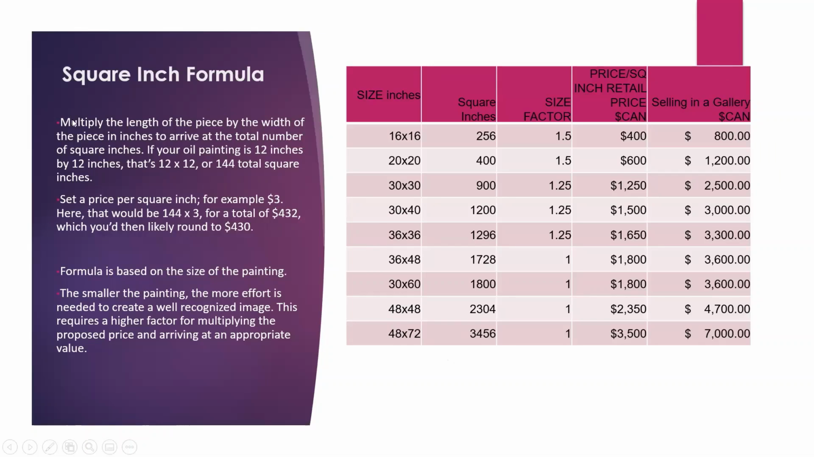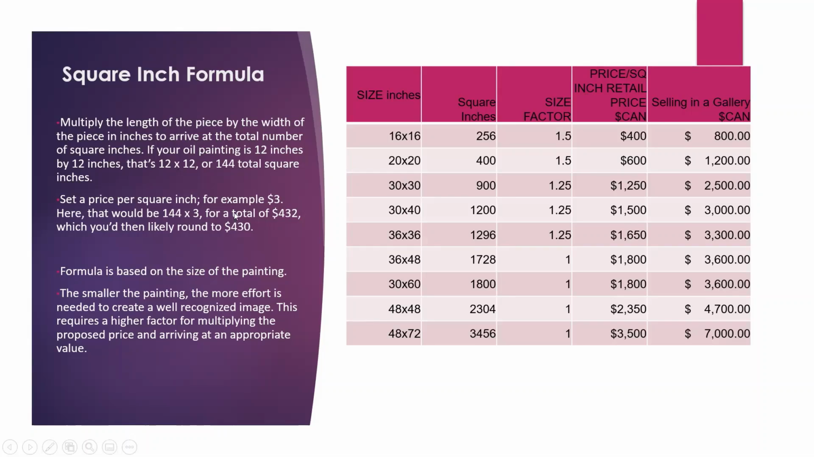So to recap, the square inch formula, you multiply the length of the piece by the width of the piece in inches to arrive at the total square inches, right? So a 12 by 12 painting would have 144 square inches. For small pieces, you can use a size factor of 1.5.